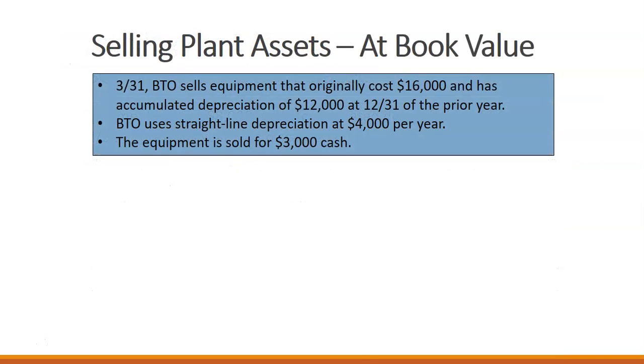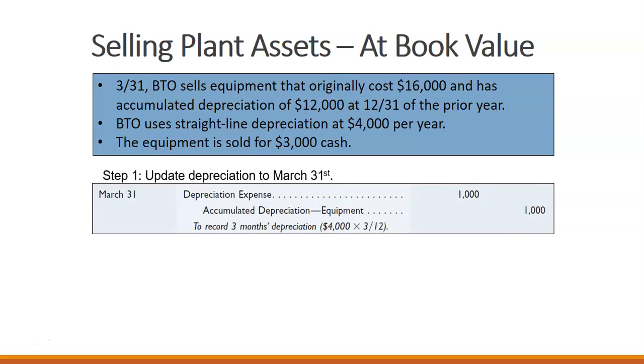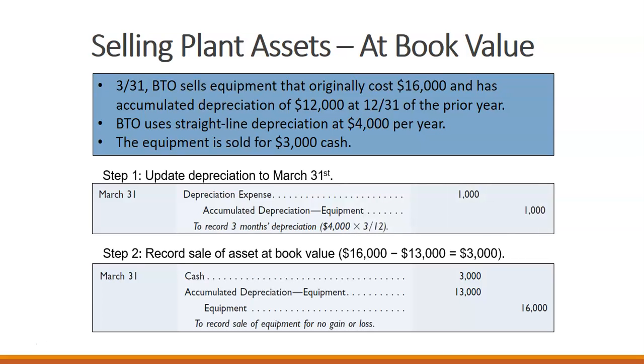Our other option is to sell it. So we have a piece of equipment that originally cost $16,000, has accumulated depreciation of $12,000. We use straight line depreciation and we're selling this piece of equipment for $3,000. So first we have to update our depreciation to March 31st. So we need to record 3 months of depreciation.